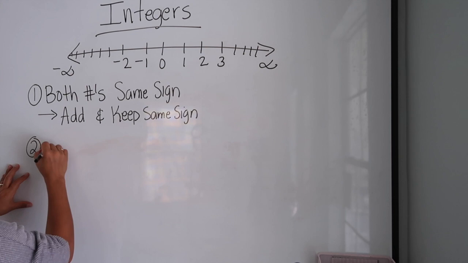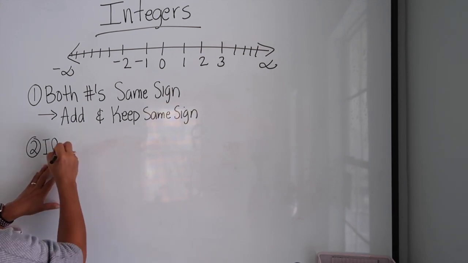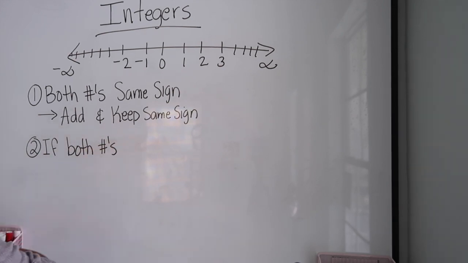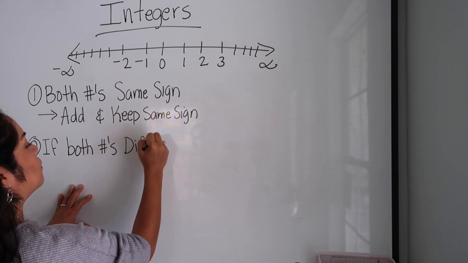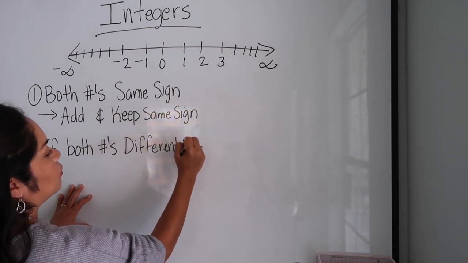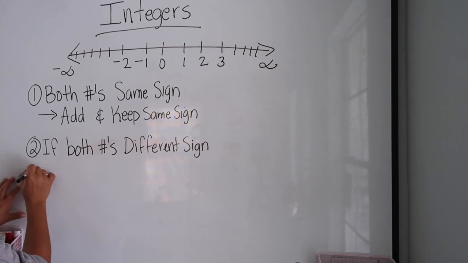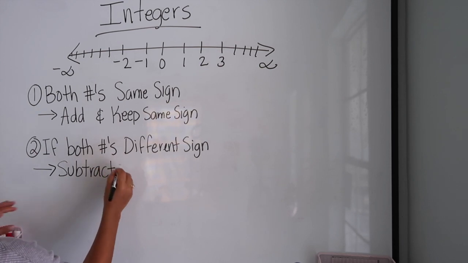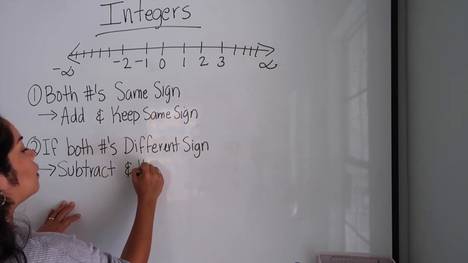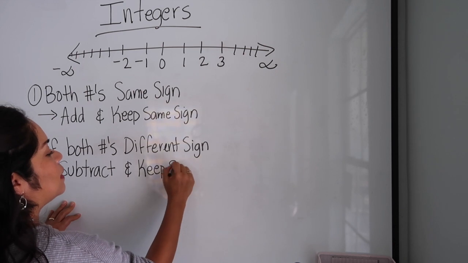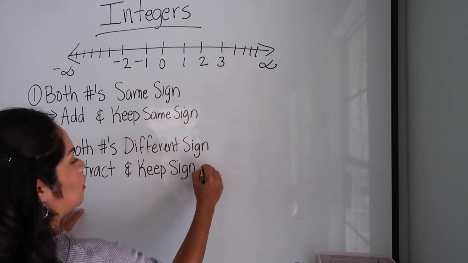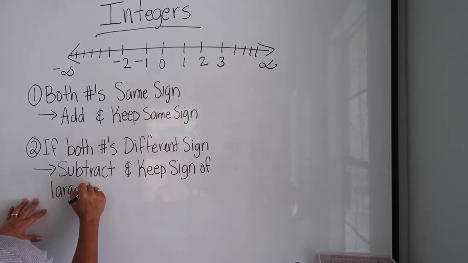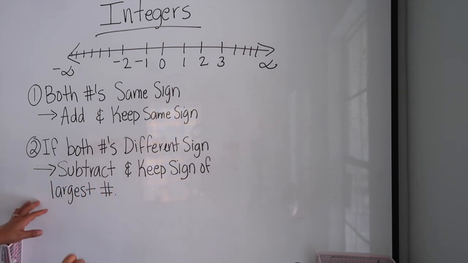Rule number 2, if both numbers have different signs, then you're gonna subtract and you're gonna keep the sign of the largest number. Let me give you an example.